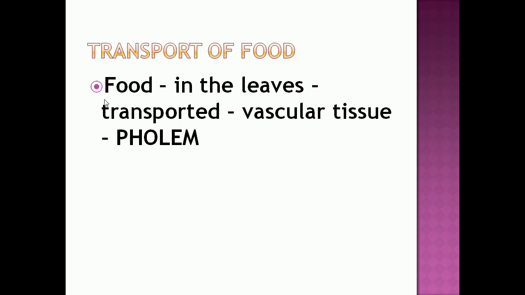Now, how can the food from the leaves be transported? Now we know that water and minerals from the root can be transported by the xylem tissue, isn't it? So the food in the leaves also has to be transported to all parts of the plant. It is done by the vascular tissue called phloem.